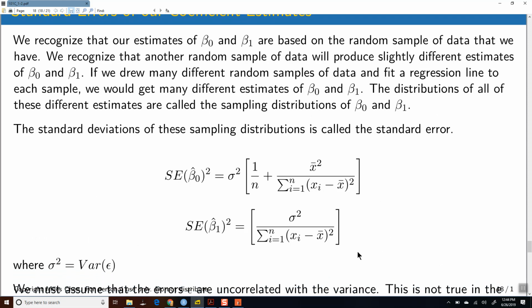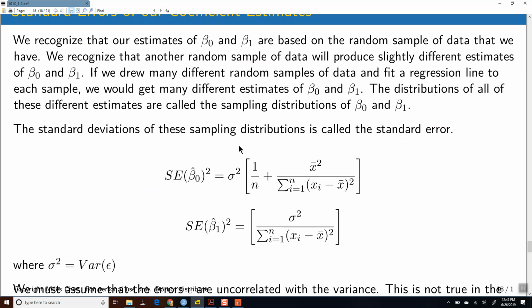All right, so we recognize that our estimates of beta 0 and beta 1 are based on a random sample of data that we've got, okay? So we estimated the slope and the intercept based on a random sample, and if we were to get a different random sample, we would get different beta 0s and beta 1s. If we were to do this many, many times and keep track of all of the beta 0s and beta 1s, we would have a distribution of different beta 0s and beta 1s, right? So this would be the sampling distribution of, oh, these should be beta 0 hat and beta 1 hat, okay? Sampling distributions, put little hats on here, okay?